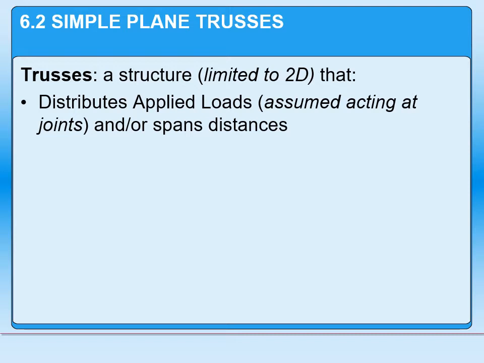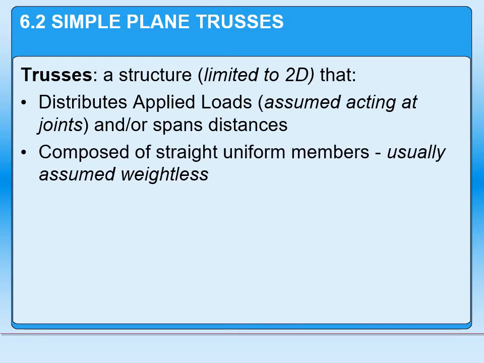The other purpose, of course, is to span a distance, and the distance is greater in most cases than what a solid material could do. So a truss made of wood can span a greater distance than a wooden beam. A truss made of steel can span a greater distance than a beam made of steel. As I said, they're going to be straight members. They have a uniform cross-section, and they tend to be relatively lightweight compared to the load they're holding up. So generally, we're going to assume they are weightless, although we do have techniques for incorporating their weight into analysis if necessary.